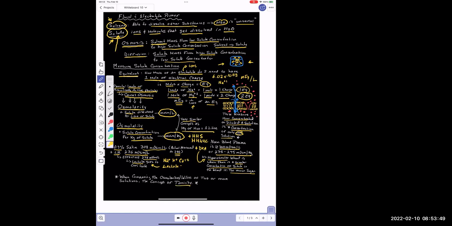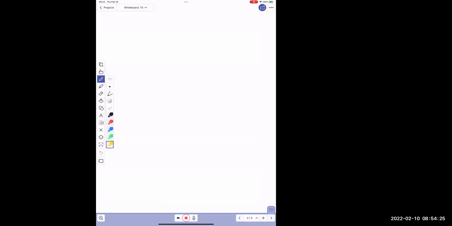Tonicity. Whenever you hear the term hypertonic, isotonic, or hypotonic, that is referring to a difference in solute concentration from one area to another, separated by a semipermeable membrane. So when we compare the osmolarities or osmolalities of two or more solutions separated by a semipermeable membrane, i.e. intracellular and extracellular, the concept of tonicity comes into play. Let's just talk about tonicity here.